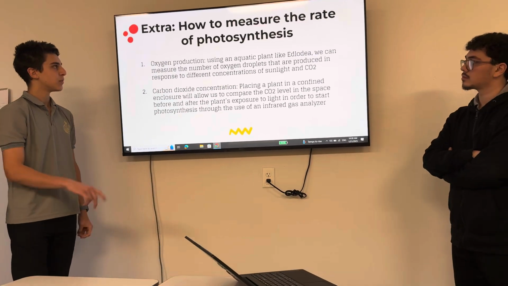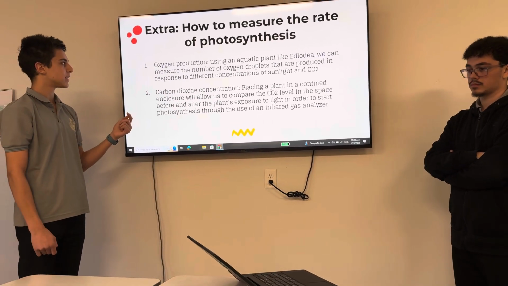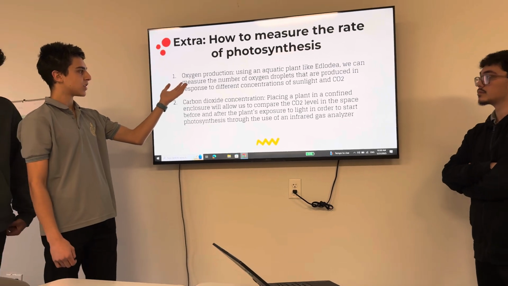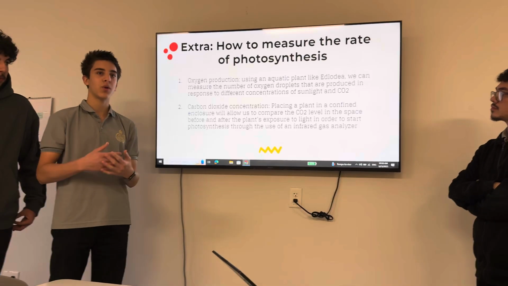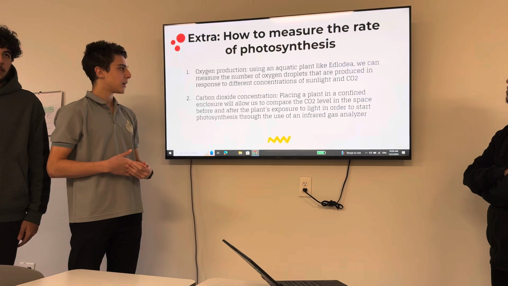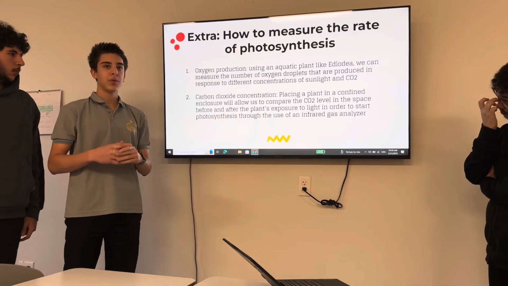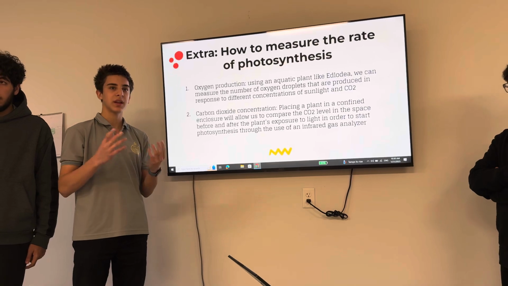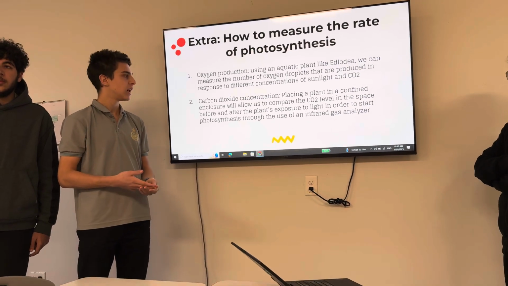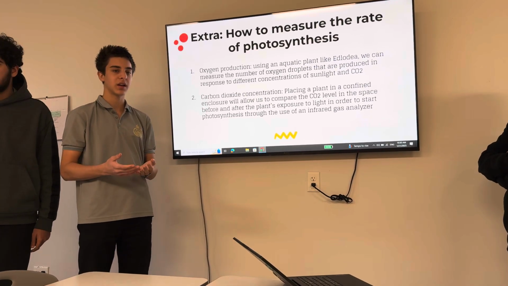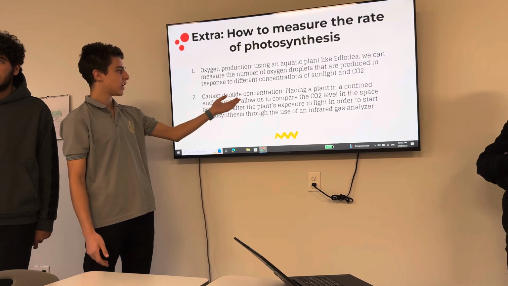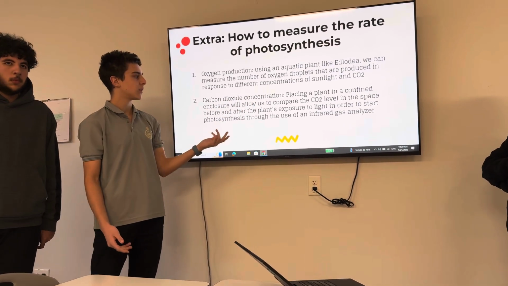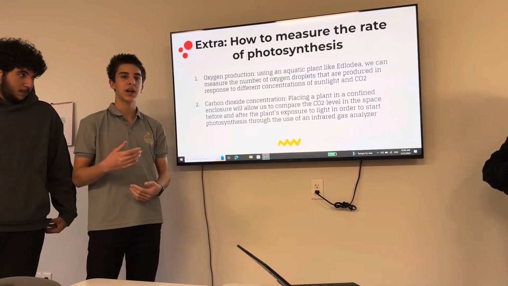This one I'll just skim over. It's just how to measure the rate of photosynthesis. We can use oxygen production. So for example, an aquatic plant, we could submerge it, and then if we apply sunlight, oxygen will come out, and we can measure how much comes out. CO2 production is also how we can measure the rate of photosynthesis.